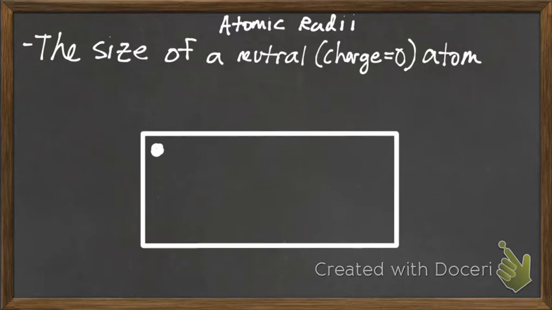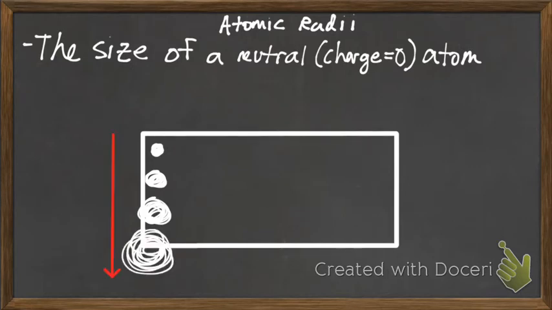So now let's think about what happens as we move down our periodic table. If I draw the next atom, it's going to be bigger. The next one, even larger. The next one, even larger. As I move down the periodic table, the atomic radius increases. You might ask, why? This is very important to understand.